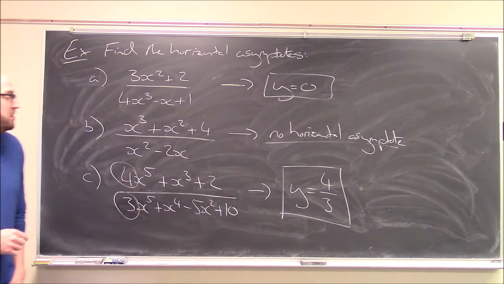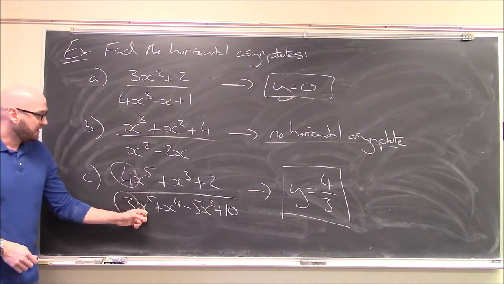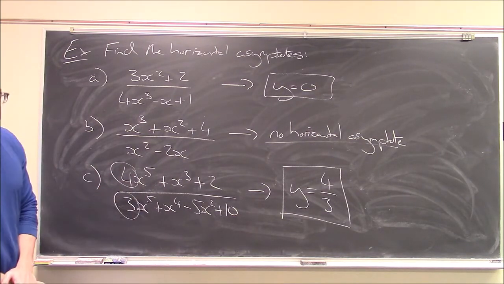All right, so finding horizontal asymptotes is not hard. It's just this degree consideration. And in the one case where the degrees match up, you just take the ratio of the leading coefficients. So let's talk about vertical asymptotes.